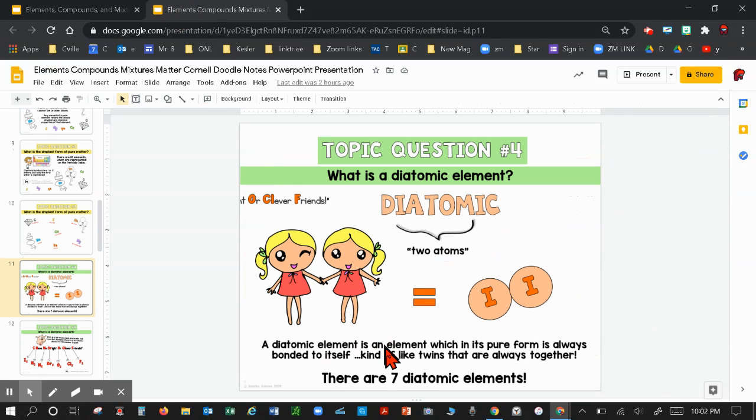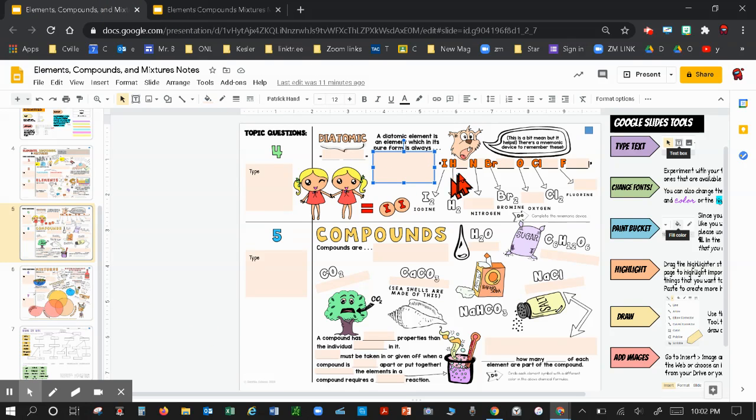Now, there are 7 diatomic elements that you're going to learn about. And I have it broken down here across your charts. You'll notice that I have some filled out for you already, like iodine, hydrogen, nitrogen, bromine, oxygen, chlorine, and fluorine. And you'll fill out the parts here as we go along.